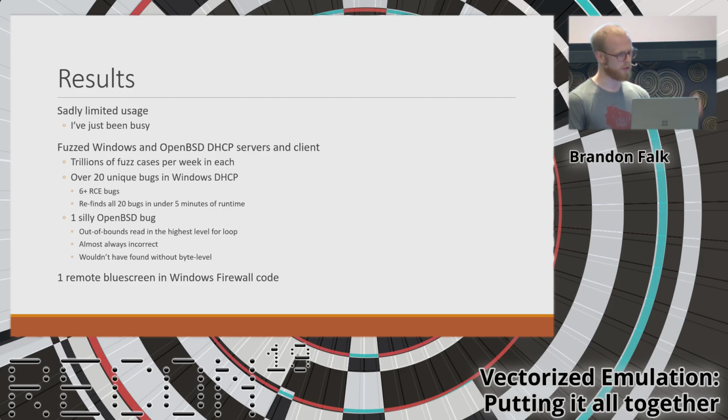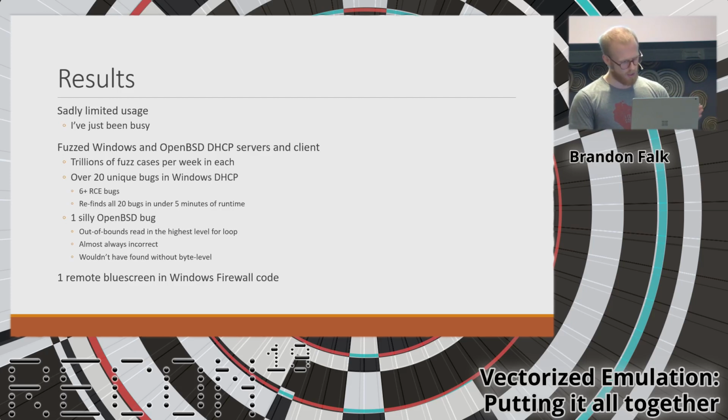And with wafflecone, I'm able to find these bugs in a couple minutes. It just instantly runs through almost all the fuzz cases I need to. I found a stupid OpenBSD DHCP bug. It was an out-of-bounds read by 1 that was pretty much unconditional. It was almost always out of bounds, but it didn't really matter. And then the remote blue screen in Windows Firewall.